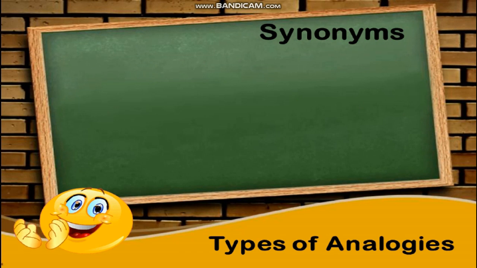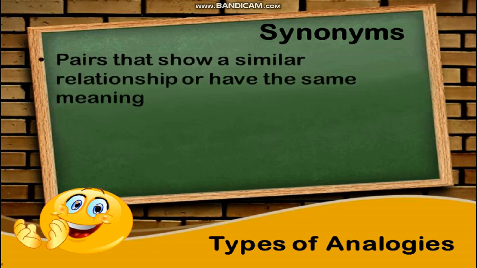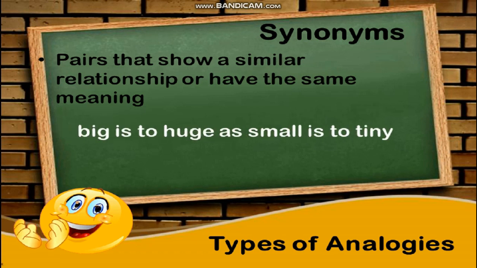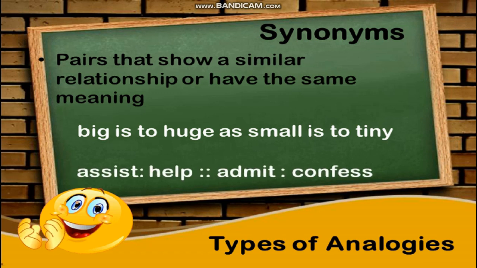Another type of analogy is synonym. Synonyms, pairs that show a similar relationship or have the same meaning. Example, big is to huge as small is to tiny. Big means the same as huge, as small means the same as tiny. Another one, assist is to help, as admit is to confess. Assist means the same as help, as admit means the same as confess.